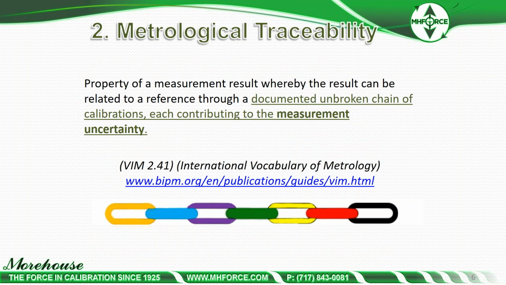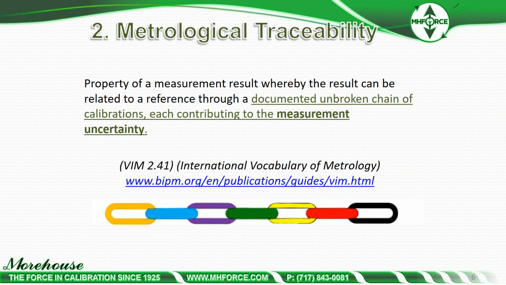Then we go to number 2, which is metrological traceability. And this is the property of a measurement result whereby the result can be related to a reference through a documented unbroken chain of calibrations, each contributing to the measurement uncertainty. That's defined by the VIM section 2.1. There's a link. If you get the PDF, you can click the link to the VIM. VIM is the International Vocabulary of Metrology.